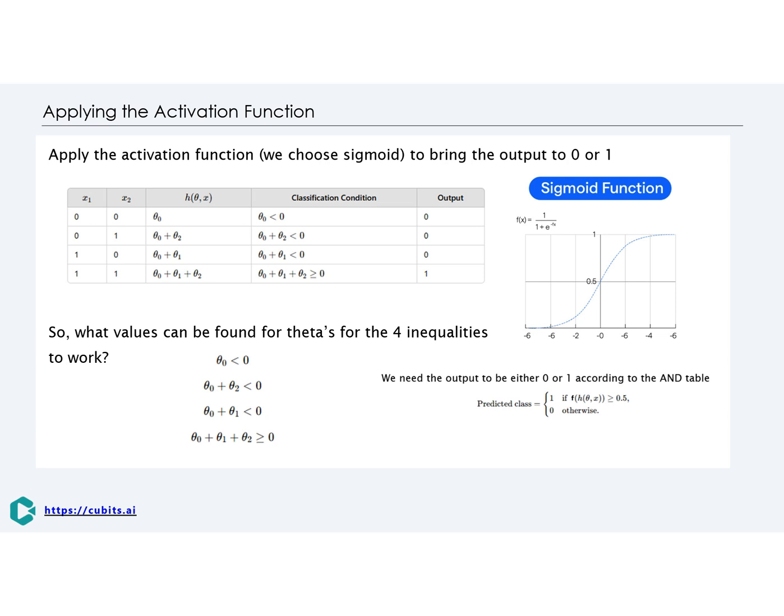Now, for the second input pair, 0,1, we get h theta x equals theta 0 plus theta 2. Since we need the output to be 0, we need to choose a negative value for theta 0 plus theta 2. This can be one positive, one negative combination, or both negative, at least for now. Now take a look at all four inequalities. What values for theta 0, theta 1, and theta 2 can be chosen so that all four conditions are satisfied? There are many such combinations.